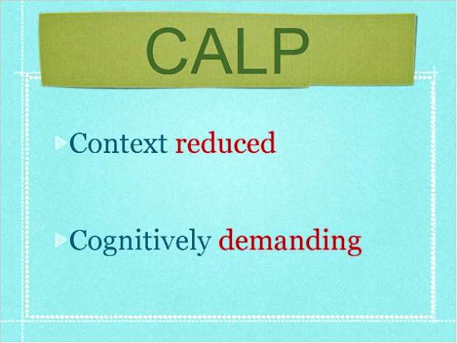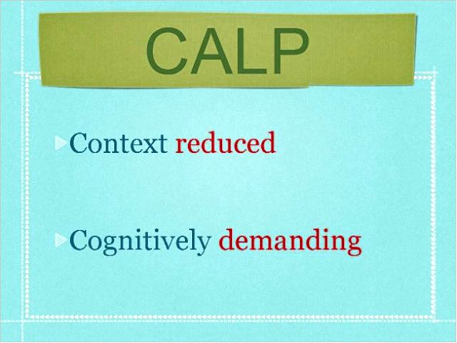Let's have a look then at the features of CALP by comparison. That this CALP is context reduced. In other words, takes place in a context where those normal non-verbal features are not available to us and the language is more abstract. It's more cognitively demanding in the sense that the content relates to abstract concepts, and there's a tendency also to use more complex language structure.